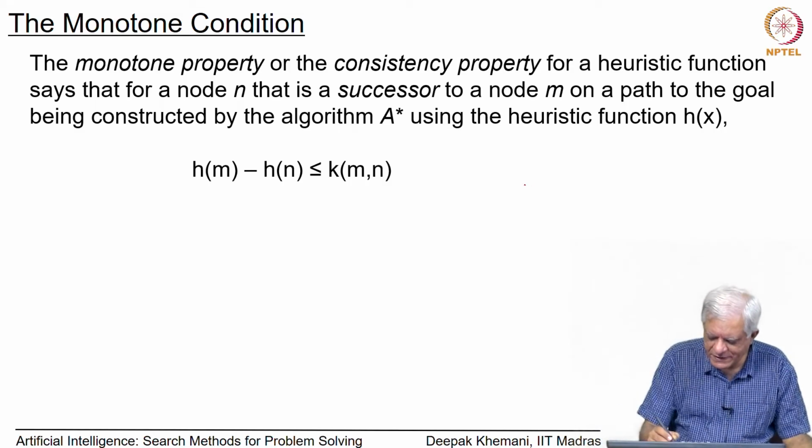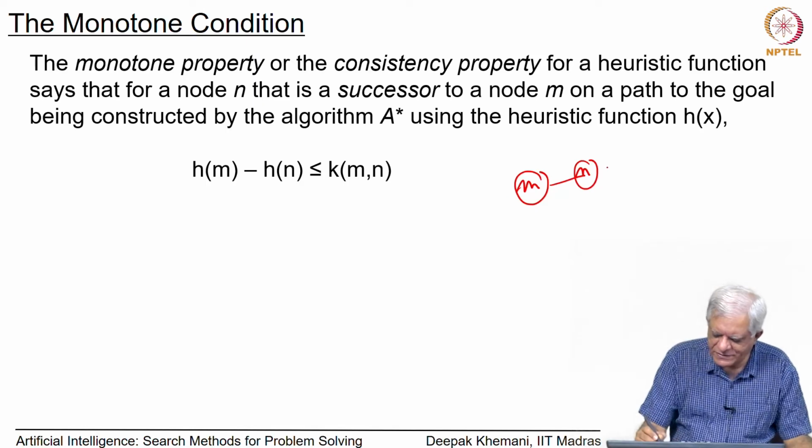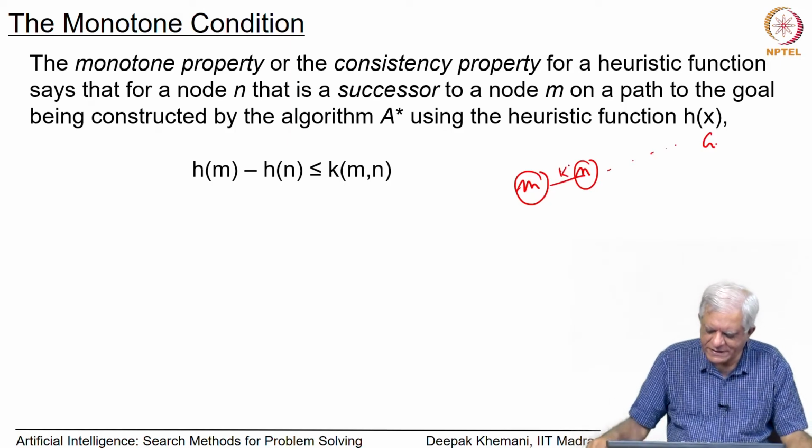So, it would be something like you have m here and then you have n here, and this is on some path to the goal. So, the goal is somewhere, and the cost of this edge is k(m,n).